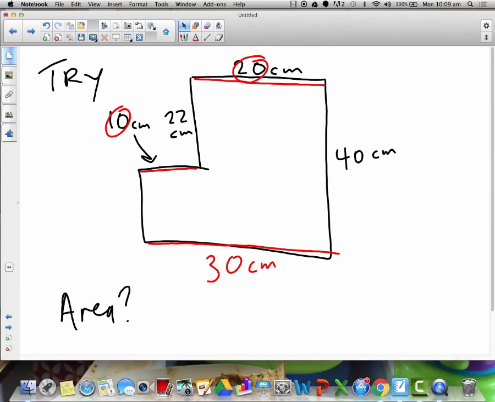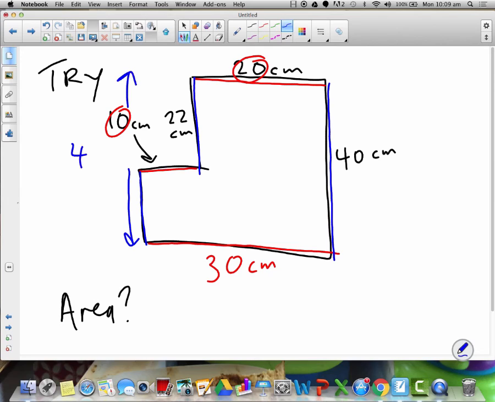But we need the other measurement here as well. We need this one. So we've got that, and we've got this, don't we? And we know that this equals 40. So over here, from here all the way down to there, that should equal 40 as well. Because it should mirror that one, shouldn't it? Right? So if that's 22, the question is, what's left over? So it's 40 take away 22, which is 18. So that's 18. So now you've got all your measurements and you just needed to divide it up now.